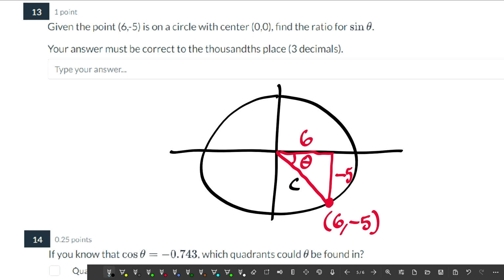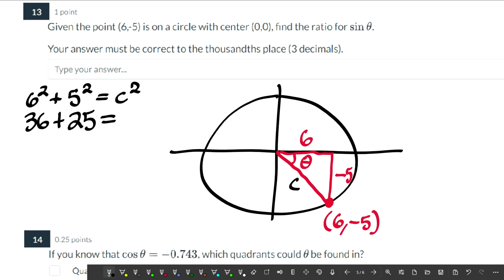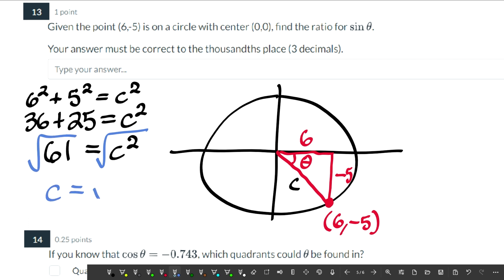And then we need to find our c value, right? Our hypotenuse. So I'll do it over here. 6 squared plus 5 squared equals c squared. 36 plus 25 equals c squared. 61 equals c squared. Take the square root of both sides, and we get the square root of 61 is c, which is not a nice number, but it works.